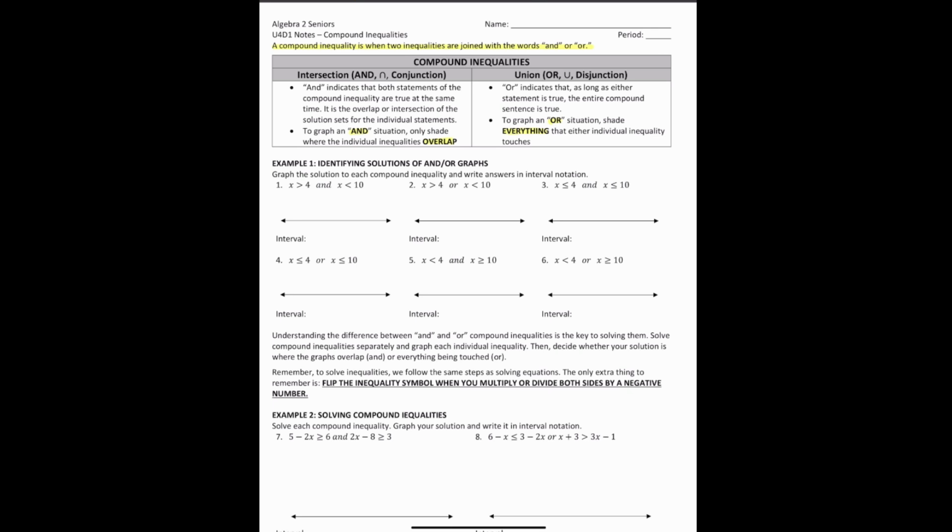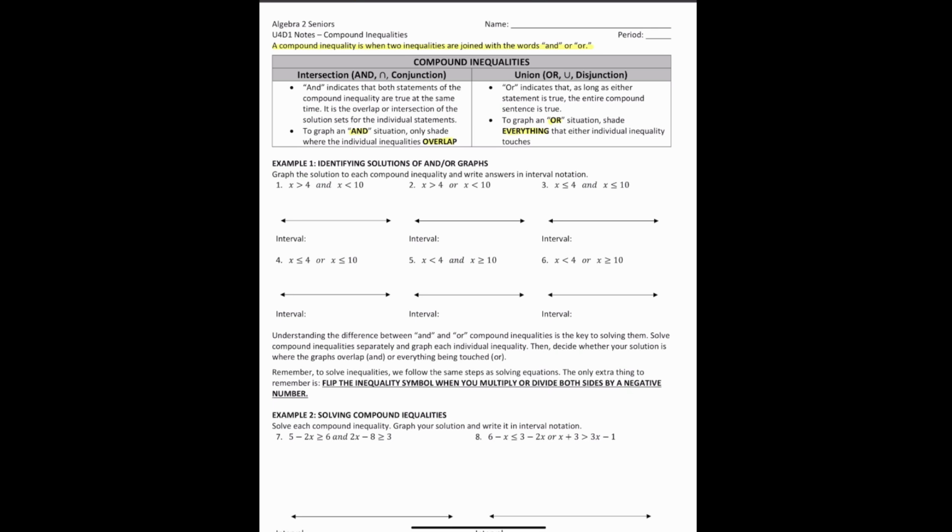So what we're going to be doing now is identifying solutions of and/or graphs. So I'm looking at number 1. I have x is greater than 4 and x is less than 10. Now, here's the thing. What I'm going to do is graph both of these inequalities above the number line and then look at where the solution is at. The solution will be on the actual number line, and that is what I'm going to be focusing in on as I am writing my interval notation as well.